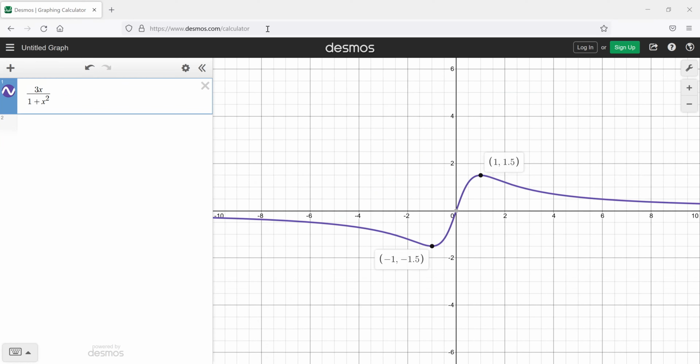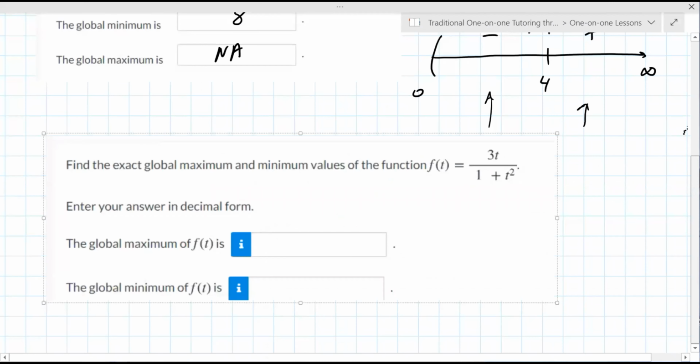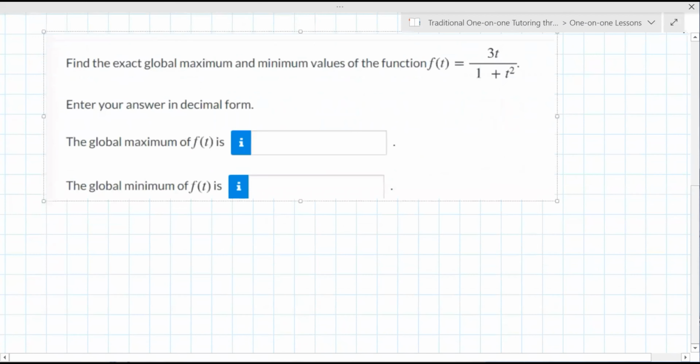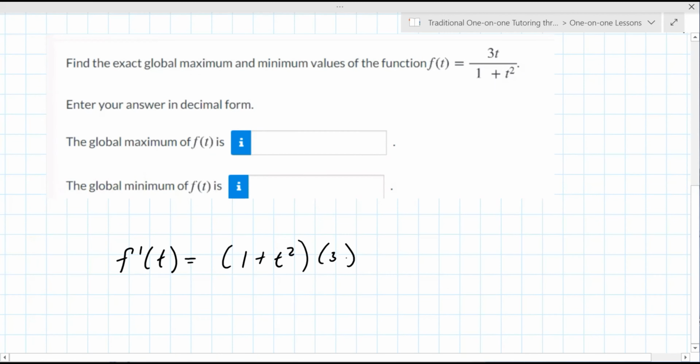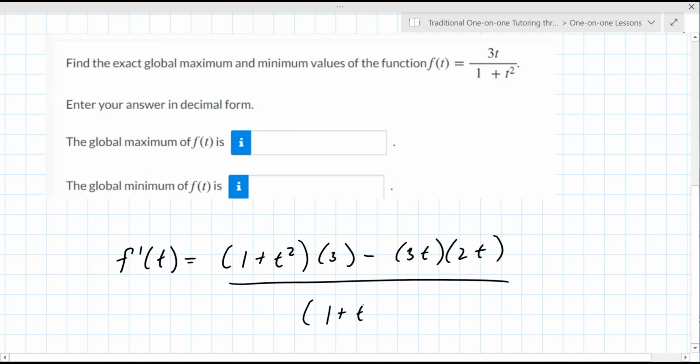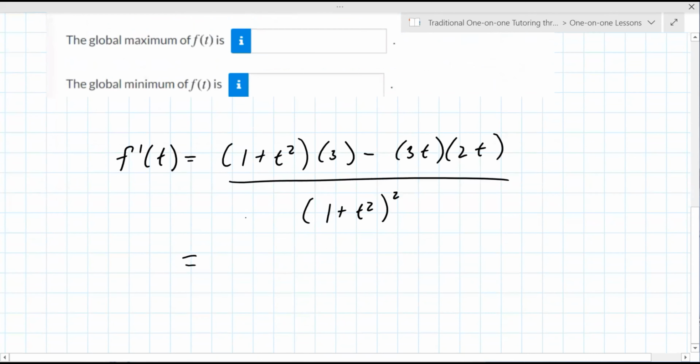I mentioned at some point that the reason you're learning all these derivative rules is because you have to be able to do your derivatives really fast. You have to be able to find f prime of t, which is the bottom times the derivative of the top minus the top times the derivative of the bottom, over the bottom squared. That's the quotient rule. You have to do it fast because you're not just taking the derivative now, you're actually doing something with it. So this is 3 plus 3t squared minus 6t squared, over 1 plus t squared, squared.